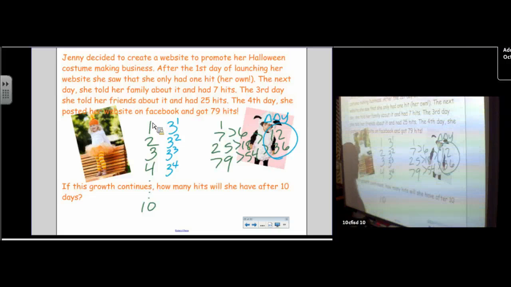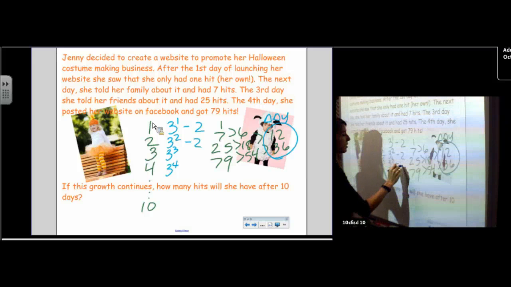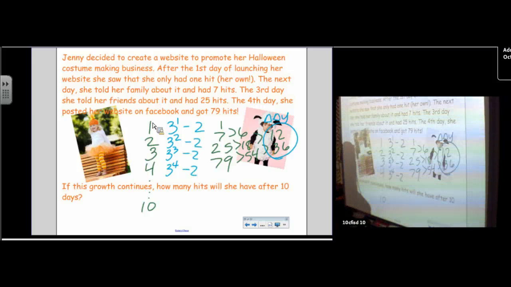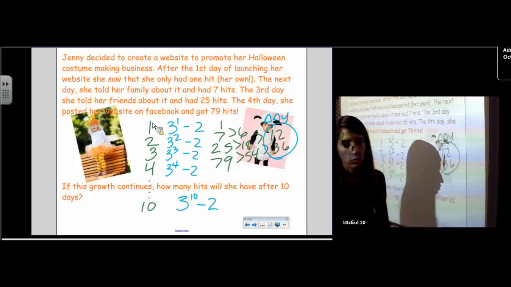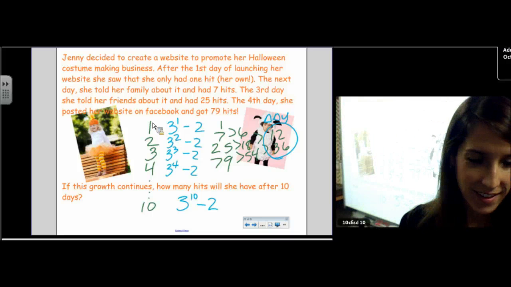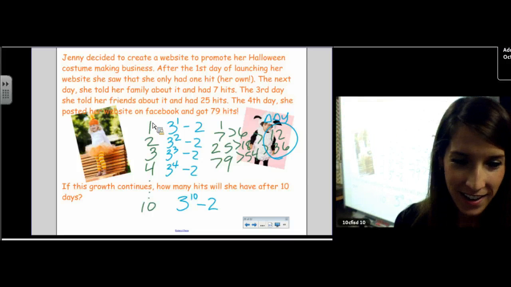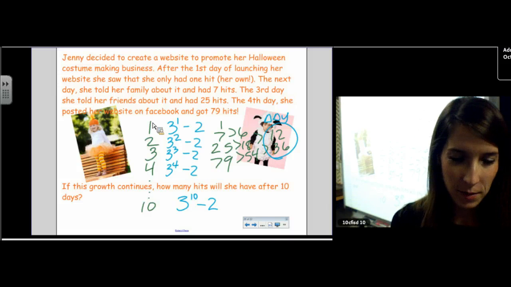And how do you make 3 look like 1? Minus 2. How do you make 9 look like 7? Minus 2, minus 2, minus 2. So how many hits will she have after 10 days? A lot of hits. 3 to the 10 minus 2. 59,047. That's a lot of growth. This is kind of unrealistic.